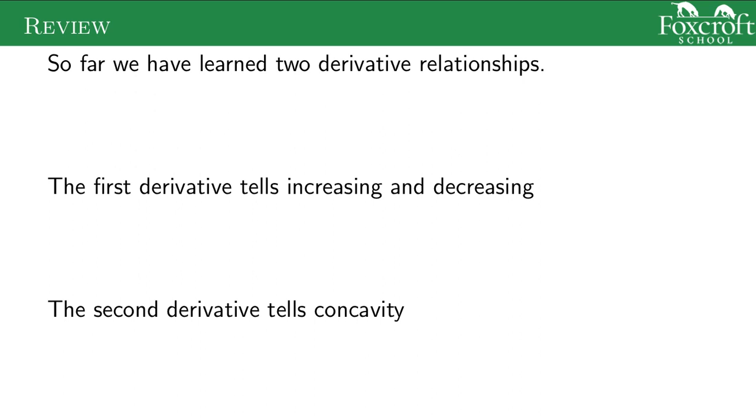In this video, we're going to talk about the possible shapes of graphs. So far we learned two derivative relationships. The first derivative tells us my function is increasing, kind of going upward, or decreasing, kind of going downward. And our second derivative tells us concavity. We can go concave up like a cup, concave down like a frown. Those are our two things we've learned.